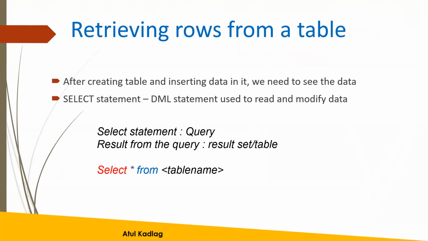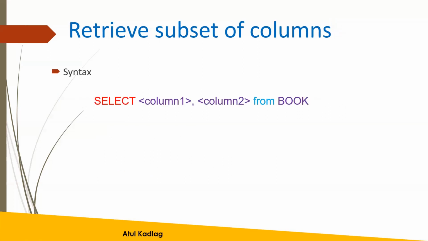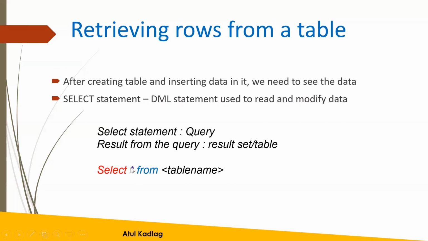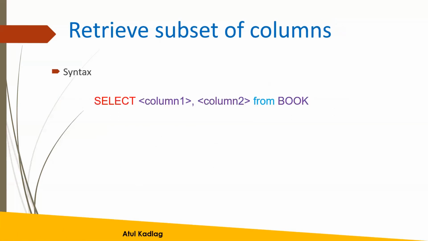This is the syntax, where we select star from. These are the keywords, and this is a table name. Whichever table you have created and whatever table we want to retrieve the data from, that table name we can give here. Select star will retrieve all the columns' data, and if you want to retrieve just a subset of columns, like out of 10 columns you just need to see 2 columns' data, then you can mention column 1 and column 2 comma separated here, and then from that table name.